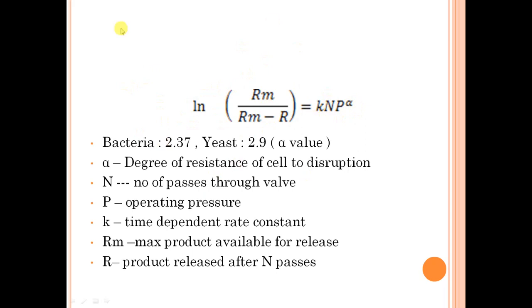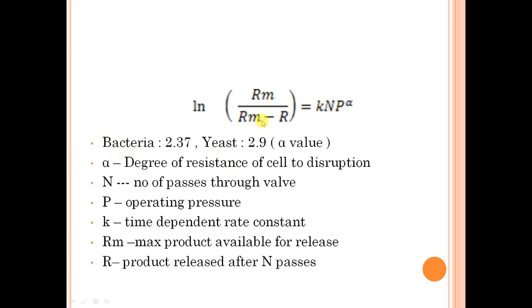So this is how it works, and for a particular bacteria you can see that this alpha value is 2.37, but for yeast it is 2.9. So that tells you that this is more rigid compared to this, because alpha is nothing but the degree of resistance of cell to disruption. So yeast is more rigid to disruption compared to bacteria.